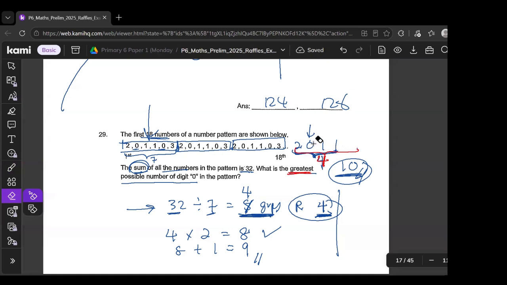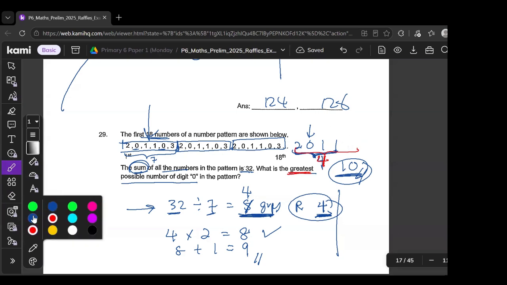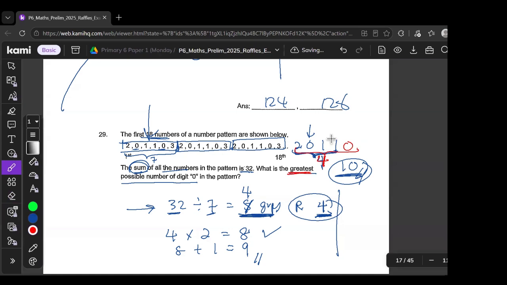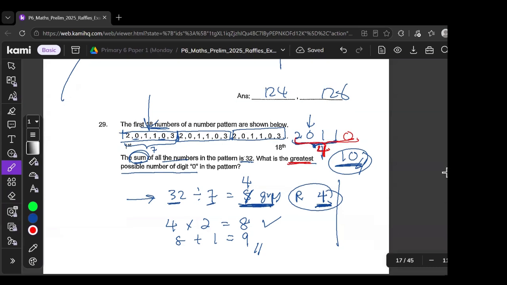If the question asks you for the smallest possible number, but because the question asks you for the greatest number, so what happened? You will need to put one more 0 there. Then you have the greatest number of 0 and still add together 4, which is the sum. Okay, still add together 4. Okay, so we start to understand already.